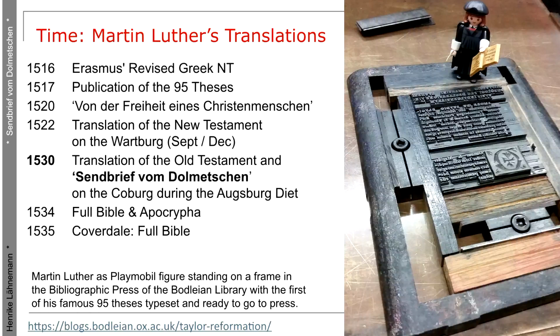It needed the new Hebrew dictionaries developed at that period, and there wasn't this one tome in Hebrew. So he just took parts of the Old Testament for revision with him on the Coburg to linguistically then work through it. And the full Bible only came out in 1534.